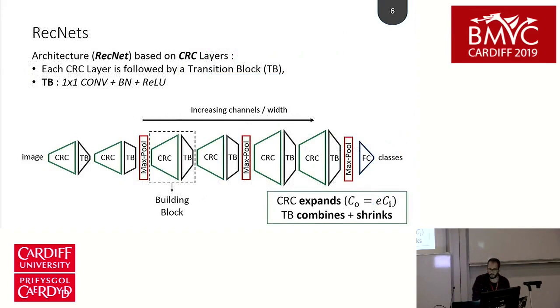So, based on this kind of layer, we built an architecture called RecNet. And this layer, the CRC layer that we presented, usually results in very wide tensors, which have to be reduced in order to have a useful network. Therefore, each CRC layer is followed by a transition block consisting of a one-by-one convolution, a batch normalization, and a ReLU nonlinearity. So the CRC, along with the transition block, comprises a building block, and we have this architecture with six such blocks. So in fact, we simulate six wide layers.